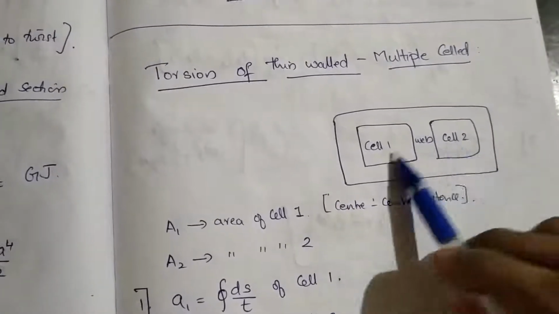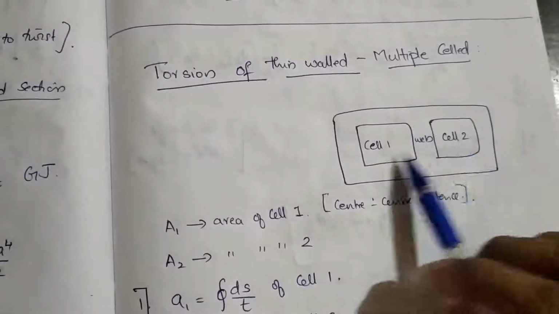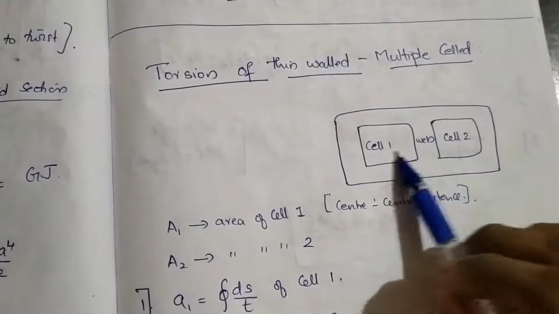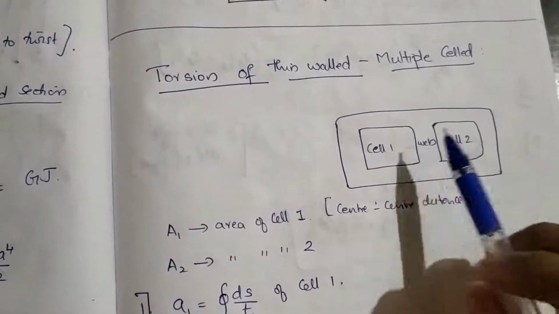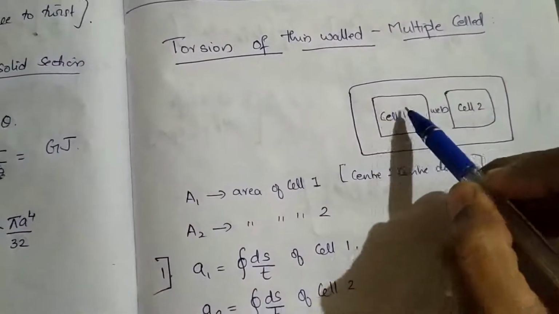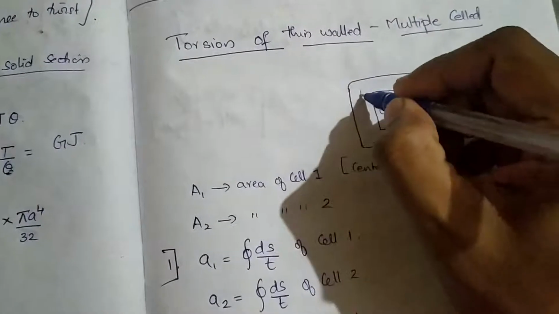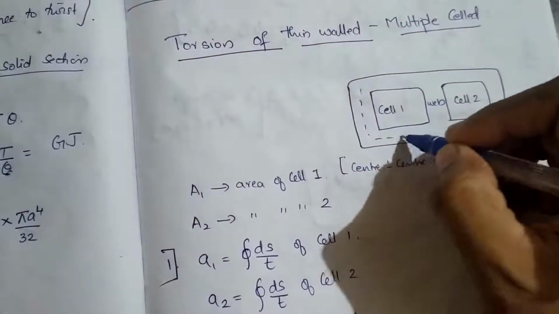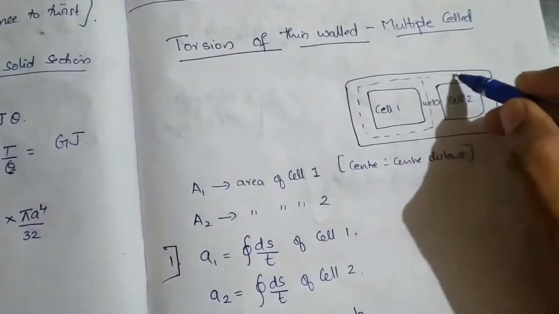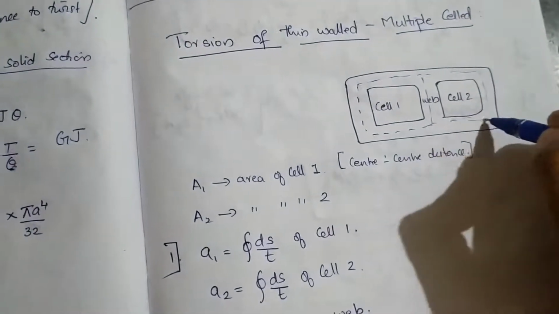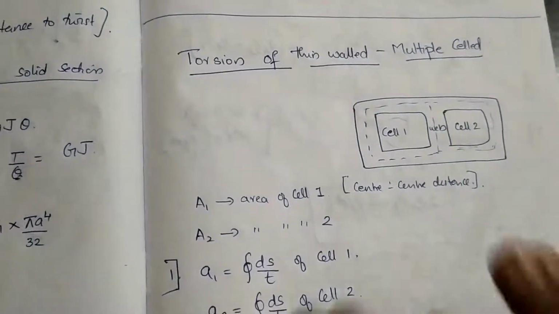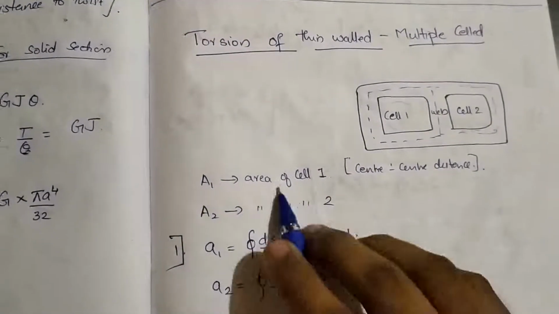We'll see how many cells are there. So in this case there are two cells and there is a web. The space between these two cells is called a web. Okay, so first of all you find out the area of cell 1. That means if this is cell 1, it is nothing but the area of this, the central medial line. Okay, next one is like this. It's not this area, the area from the central line. Okay, A2 is the area of cell 2.